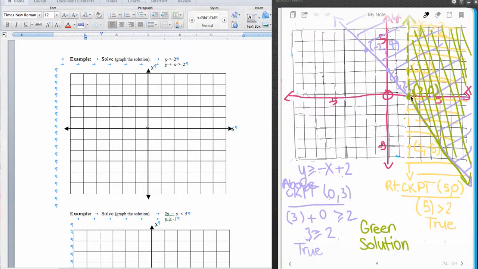The other one here, the solution, or the place of intersection is right here, which is (2, 0), and that again would be the solution to x is equal to 2 and y plus x is equal to 2. So these are the two solutions. Hopefully you got those correct.